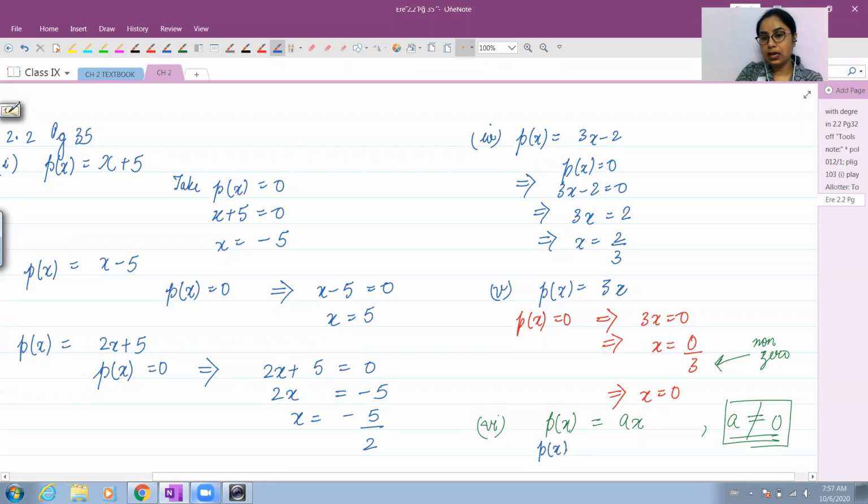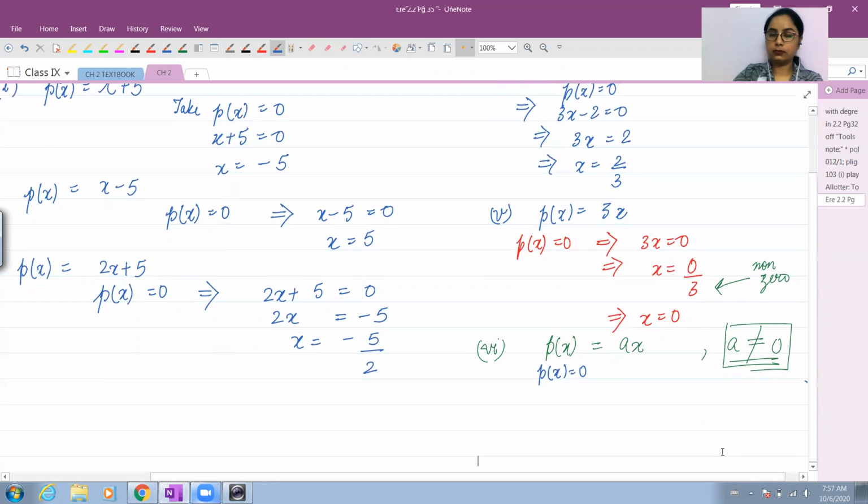So let's take px equals to 0. This will imply that ax equals to 0. And from here, x comes out to be 0 over a. So right now, this is where it is important that the denominator should be non-zero. And then you can give the answer as 0. So 0 divided by a non-zero number, the answer will be 0. That's how this value is important. A not equals to 0.